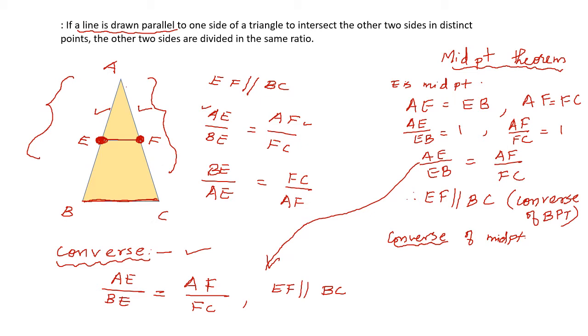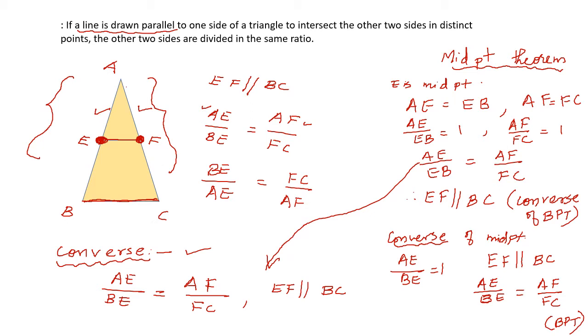How are we going to show that E is the midpoint? So similarly as we showed above, if E is the midpoint, AE by BE will be equal to 1. Isn't it? And then you have EF is parallel to BC. If EF is parallel to BC in the triangle, then AE by EB or AE by BE should be equal to AF by FC. Why? That is BPT, basic proportionality theorem. If it is parallel, then the sides are proportional.